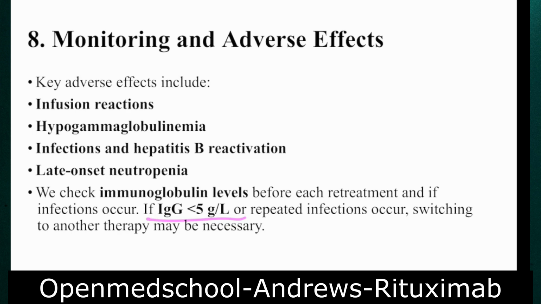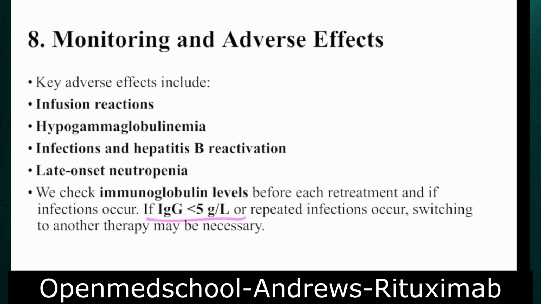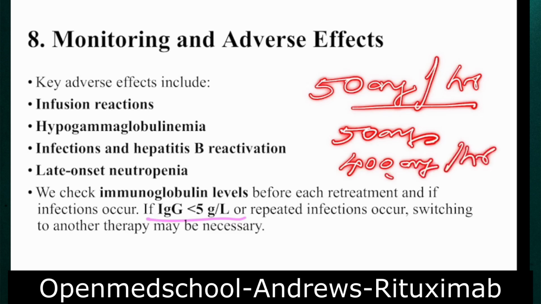Monitoring adverse effects is very important. Infusion reaction, especially anaphylaxis. So the patient should be monitored throughout, and the infusion should be started at around 50 milligram per hour. The rate can be increased after 1 hour by 50 milligram, to a maximum of up to 400 milligram per hour. So this is how it is infused.